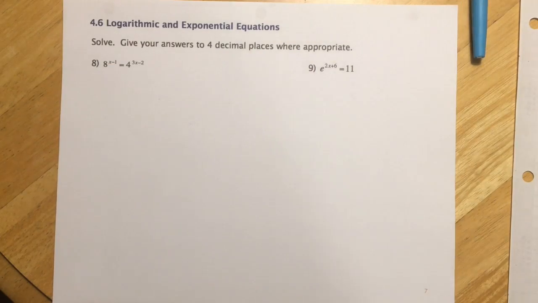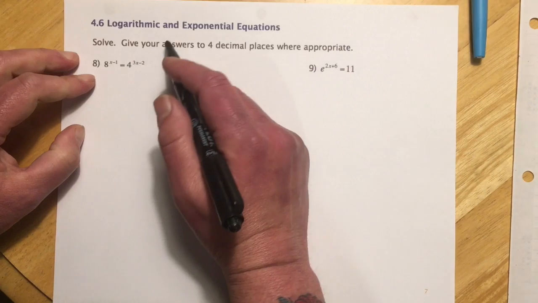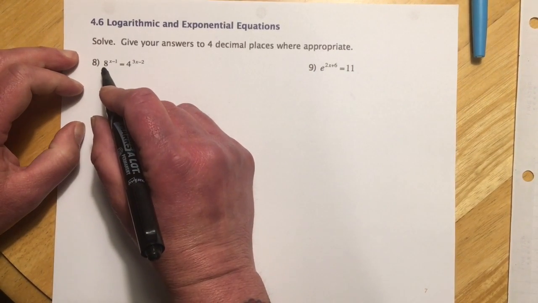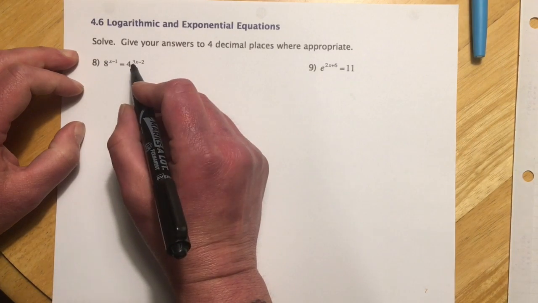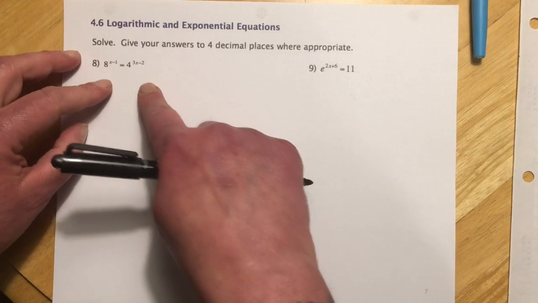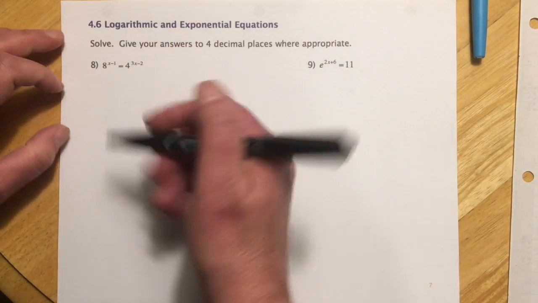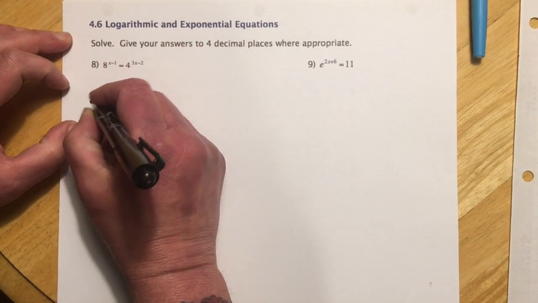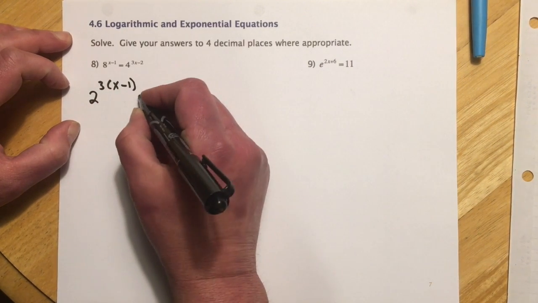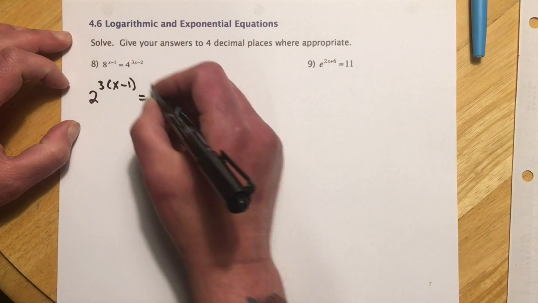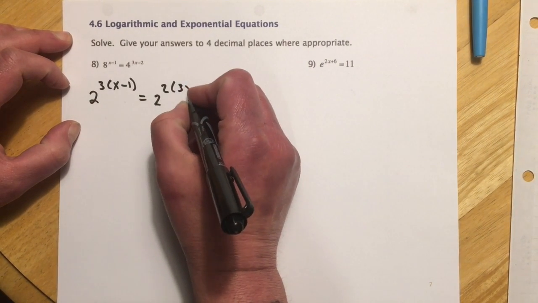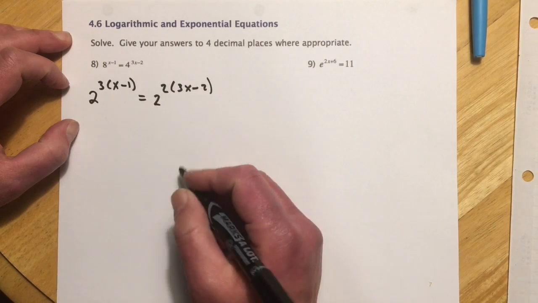Okay, so number 8 is we just have to be smarter than the 8 and the 4. I can use the like basis property, where I can write these both base 2, and then that will let me dump the 2's and then set the exponents equal. So this is going to go 2 to the 3rd to the x minus 1, and 2 to the 3rd is 8, and then 2 squared to the 3x minus 2.